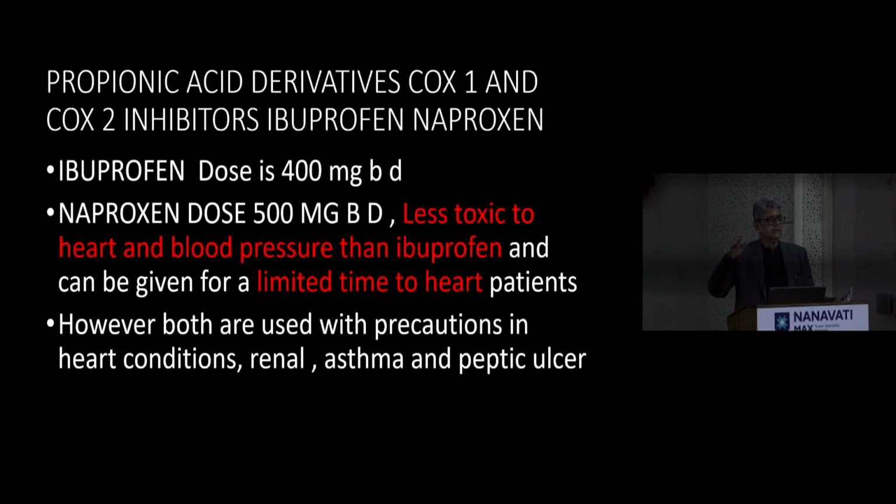for heart patients in the range of 250 mg BD for a limited period of time, provided his kidney is normal and provided he doesn't have any gastrointestinal symptoms. That we can give for some time. US FDA has approved naproxen for heart patients. However, both are used with precaution in heart conditions, renal disease, asthma and peptic ulcer.